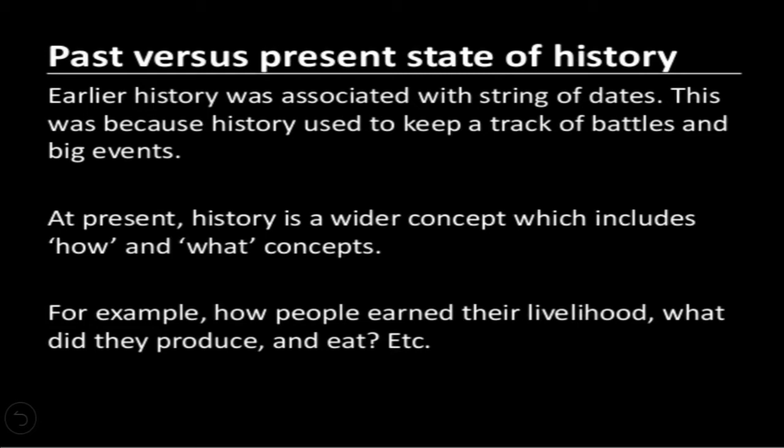Children, these are a few notes on the past versus the present state of history. Earlier, as I explained in the previous class, history was associated with a string of dates, because history used to keep track of battles and big events. But now, history is a wider concept which includes how and what, which means that it is not only associated with dates, it is associated with why the events took place, what the reasons were, how it took place and how it ended. Everything about how and what.